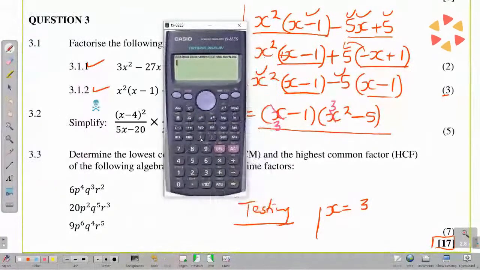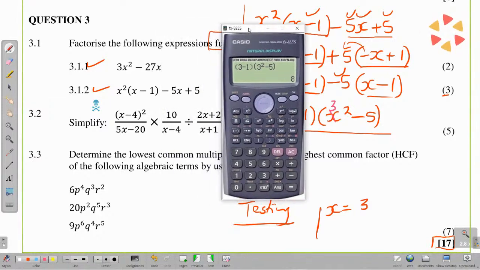So I'll put a bracket and I'll say 3 minus 1. And then put another bracket, which is 3 squared. Remember, x is x squared. So 3 squared minus 5. Close the bracket. I get the answer, which is 8.